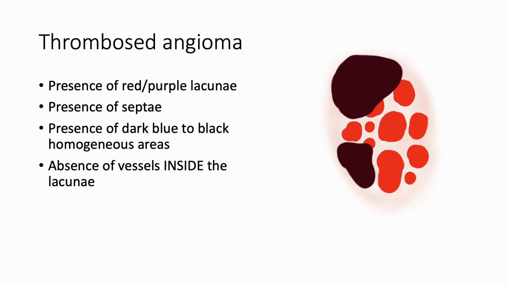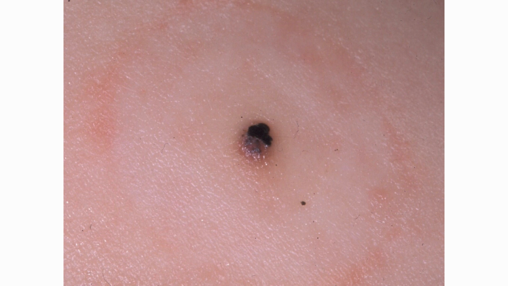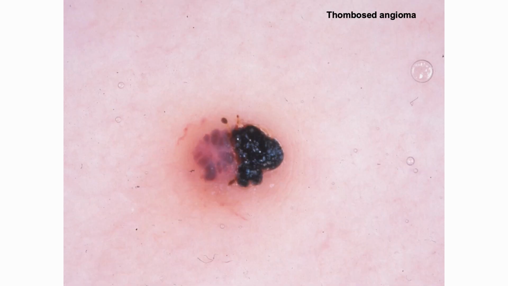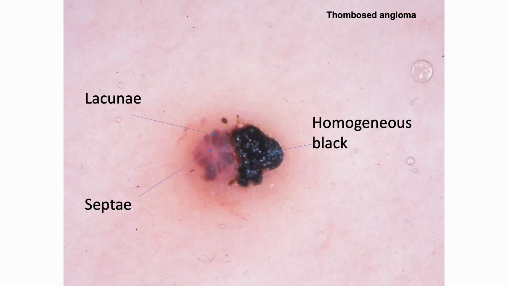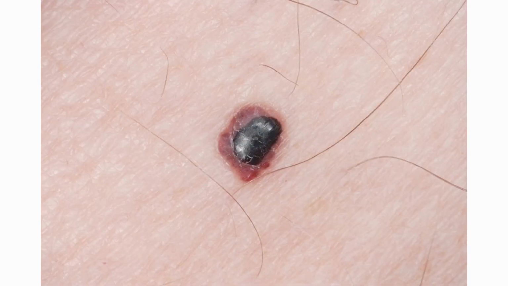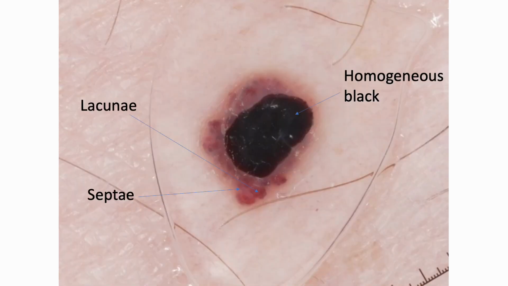Let's see some examples. This patient was referred for this lesion, which was very suspicious for melanoma clinically, but under dermoscopy, we have a classic feature of thrombosed angiomas. On the left side, you have lacunae and septa, which are the remnants of the angioma. On the right side of the image, we have this homogeneous black area, which corresponds with the thrombosed area. One more example, this multicolored papule on the abdomen, and on dermoscopy, we have lacunae, septae, plus this black homogeneous area that correlates with thrombosed areas.